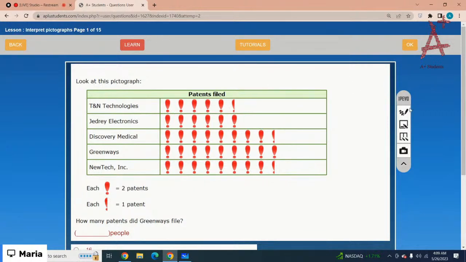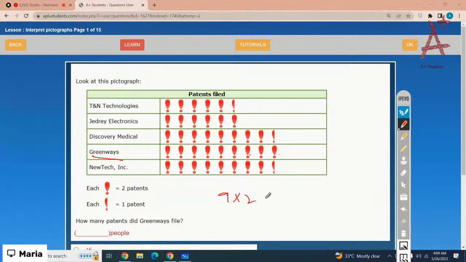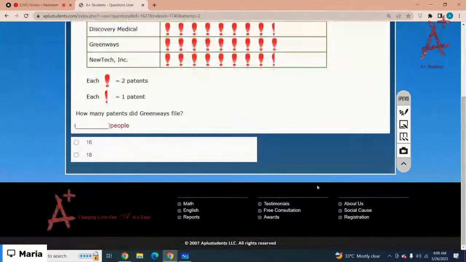So here you have Greenways. Just count the marks. 1, 2, 3, 4, 5, 6, 7, 8, 9, and each means 2. So you have to do 9 times 2. That means the total is 18. That means that all the patients are 18. So the correct option is 18.